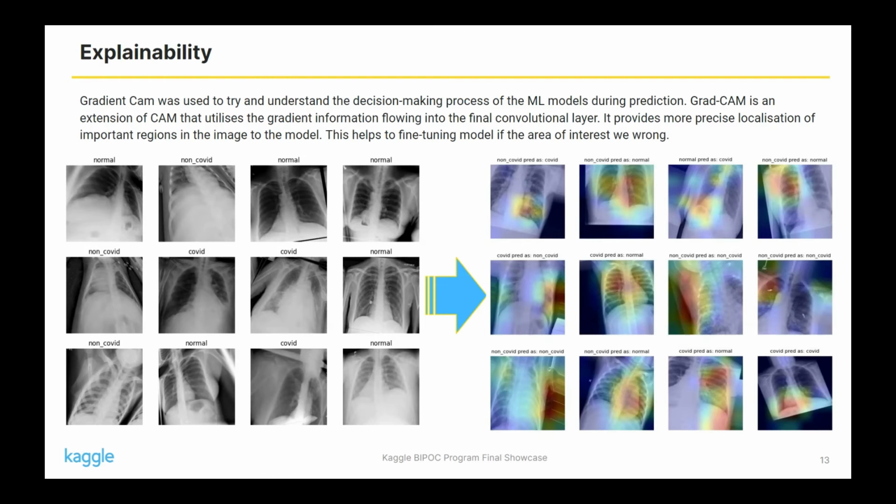Grad-CAM was used to try and understand the decision-making process of the ML models during prediction. Grad-CAM is an extension of CAM that utilizes the gradient information flowing into the final convolution layer. It provides a more precise localization of important regions in the image to the model.